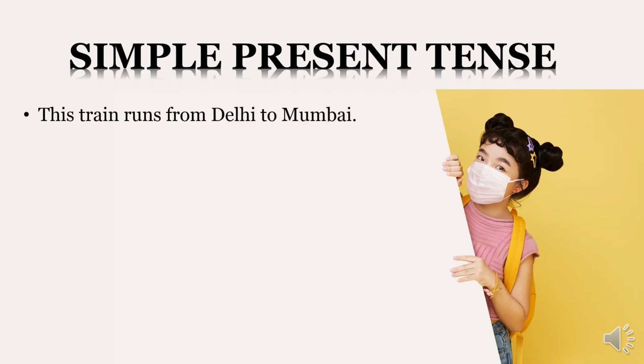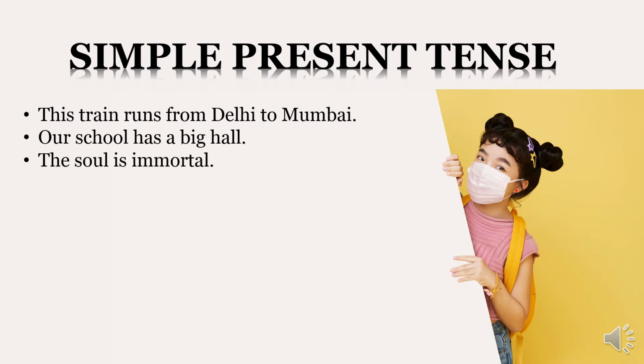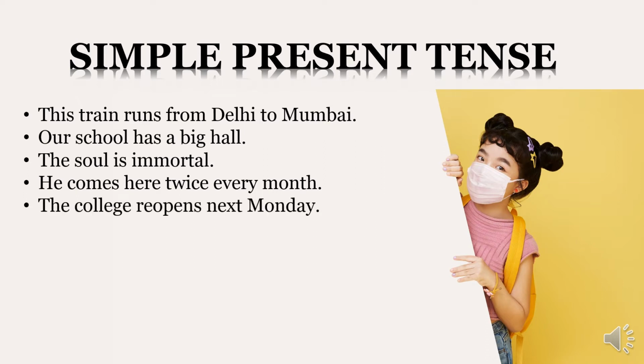So just look at these sentences. This train runs from Delhi to Mumbai. We have different kind of meaning here. Our school has a big hall. So these two sentences are different in meaning, as well as if we talk about regarding verbs as well. So verbs play an important role in writing part. The soul is immortal. This one is also different. He comes here twice every month. This one is also different. The college reopens next Monday. So these all sentences have different kind of meanings.